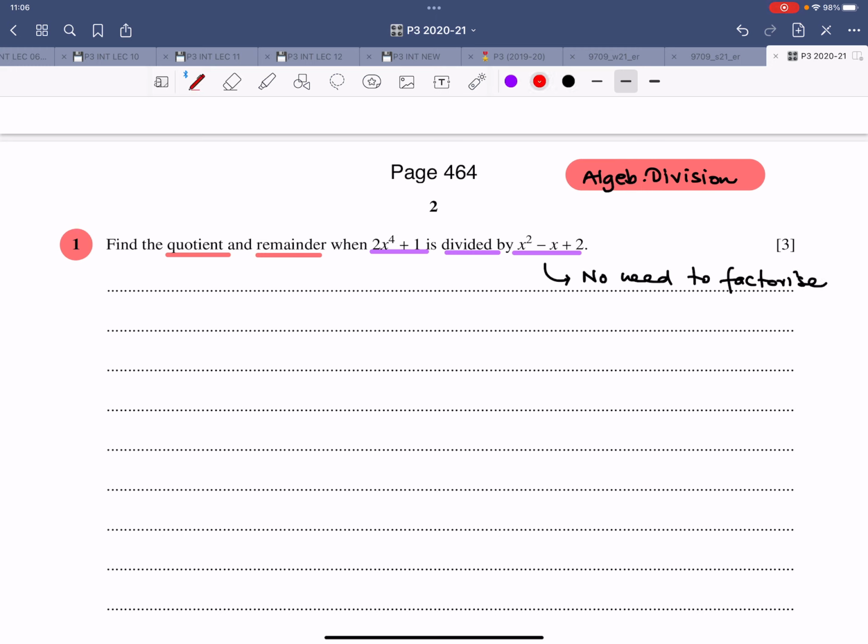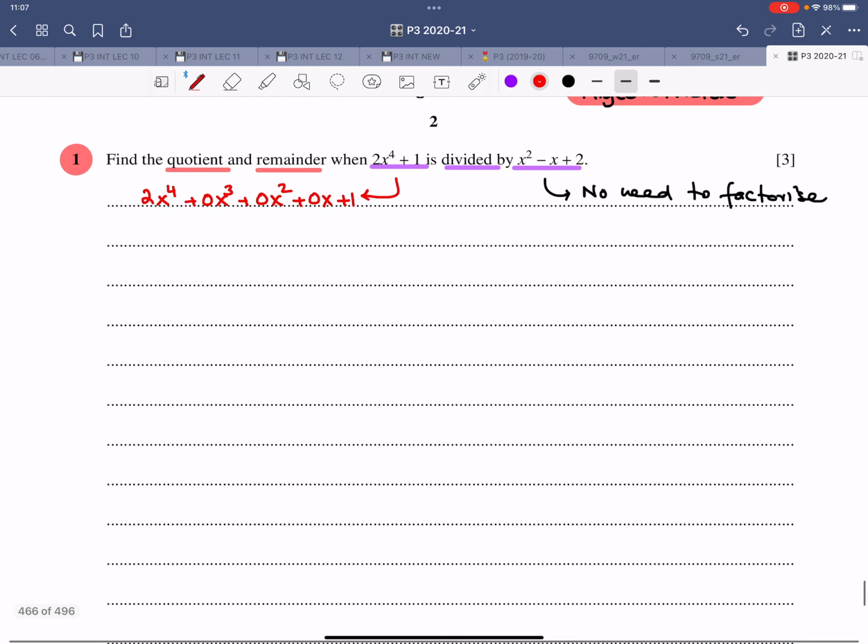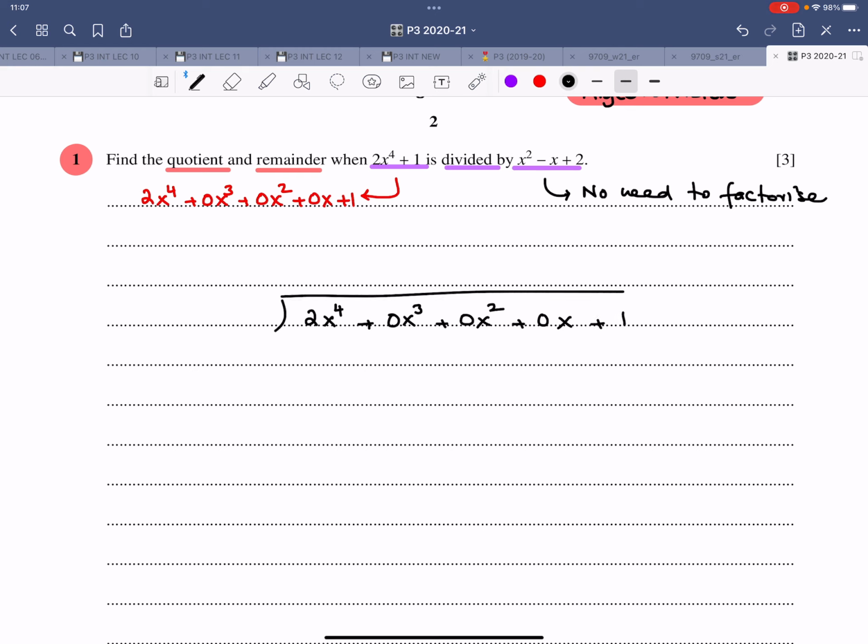Next, this is basically 2x power 4 plus 0x cube plus 0x square plus 0x plus 1, because the cubic, the square and the linear terms were missing. So now write this as 2x power 4 plus 0x cube plus 0x square plus 0x plus 1. The whole thing is divided by x square minus x plus 2.